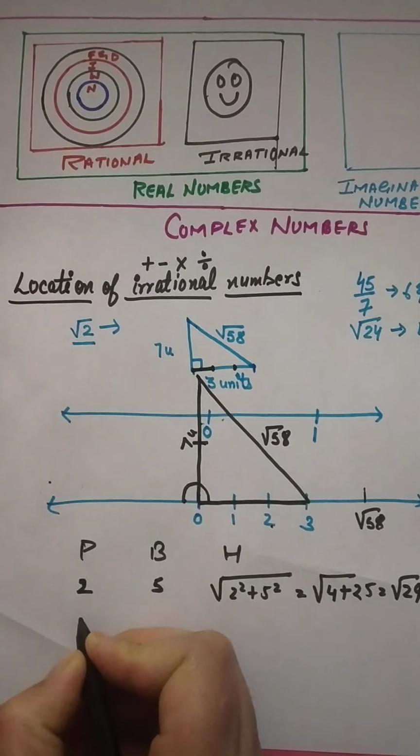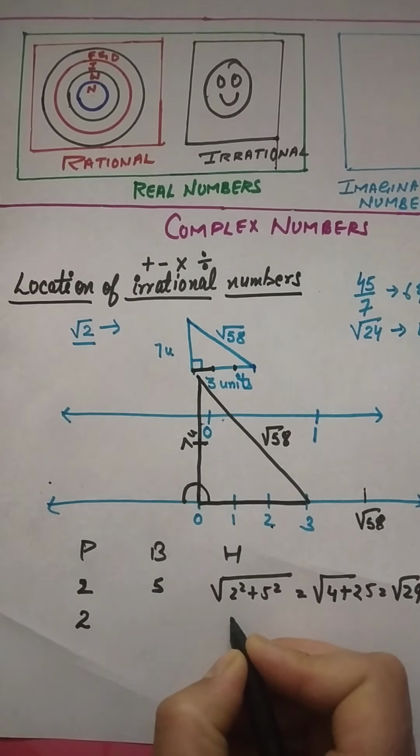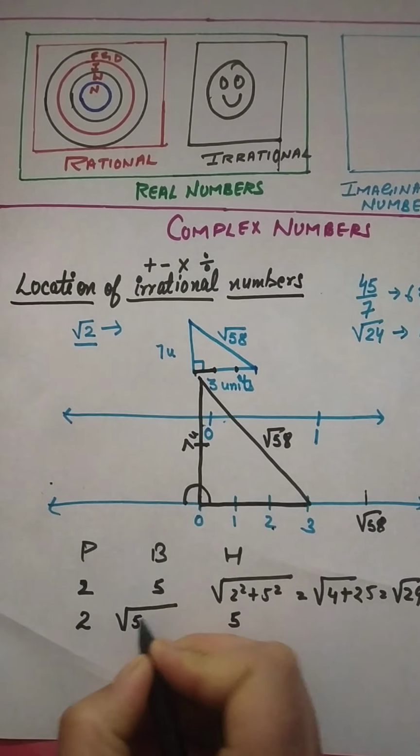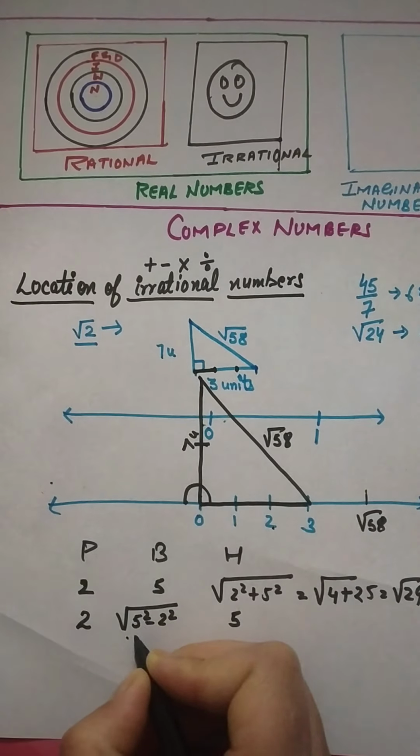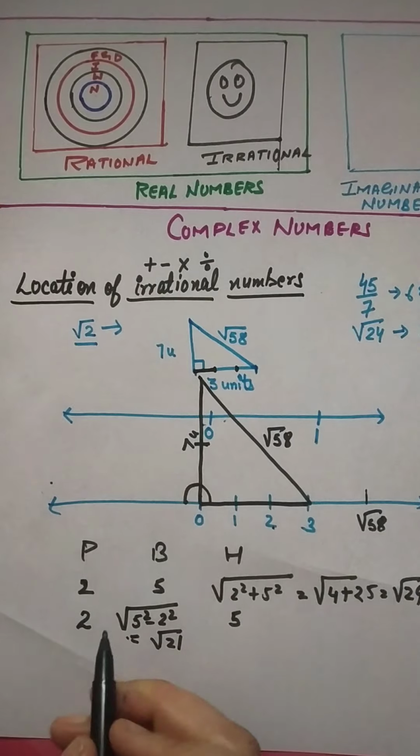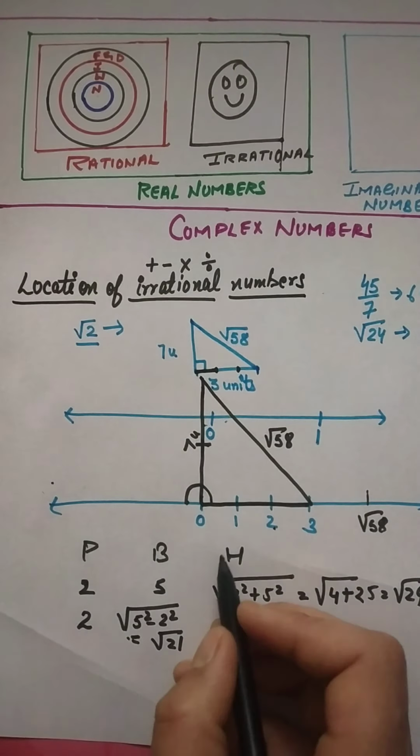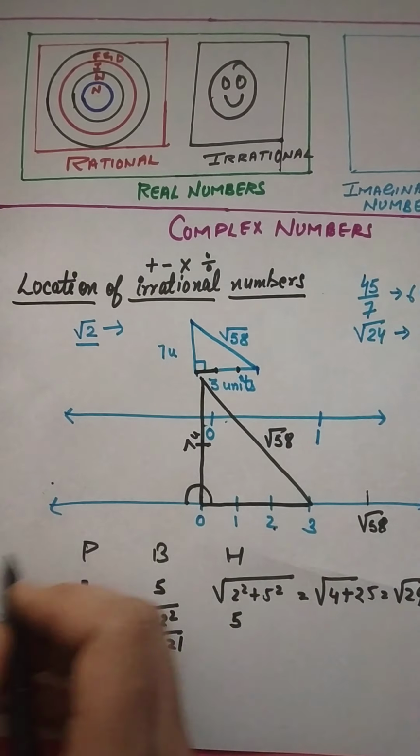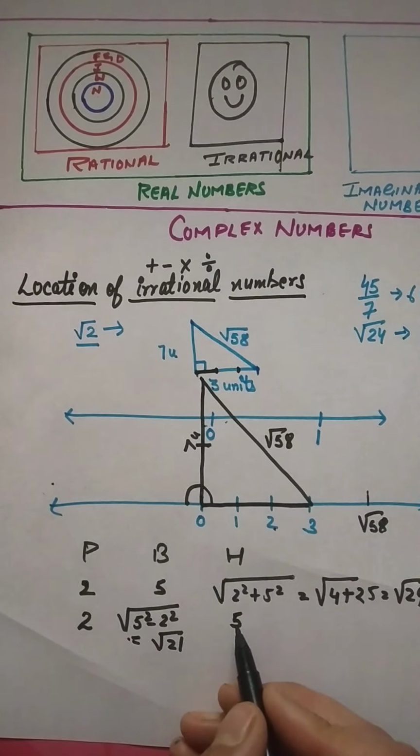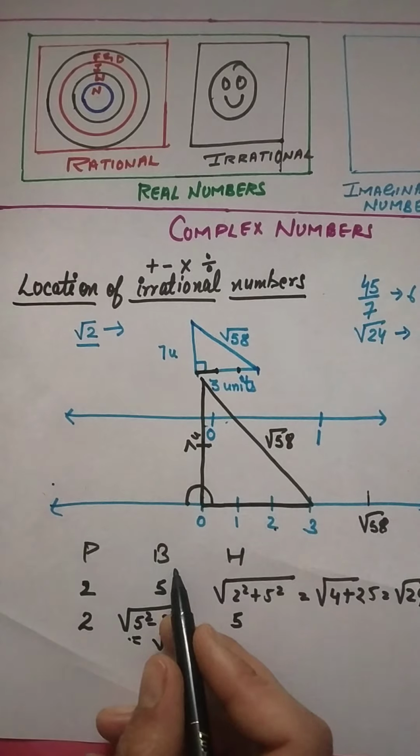In the same way, if we select P as this and H as 5, then here we'll get 5 square minus 2 square, which is 25 minus 4, which is gonna be root 21. So if 2 and 5 are the combination of P and B, we'll get H as root 29, because you know this formula, no? H square is equals to P square plus B square. And here, if 2 is perpendicular and hypotenuse is 5, then it is H square minus P square is the base, and we get root 21.